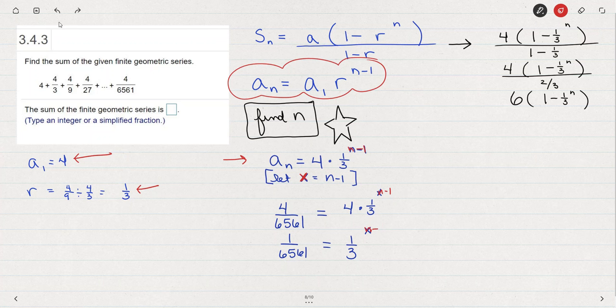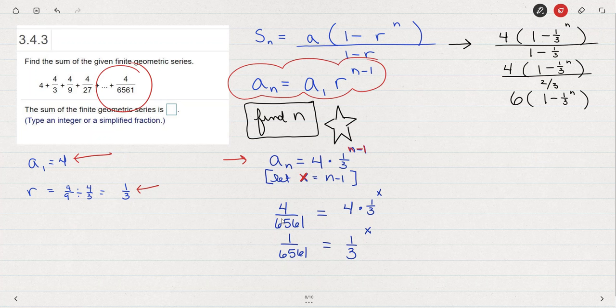But just to make it as simple as I can, I'm going to use an x for that n minus 1. And then once I know x, it'll be easy to go back and find what's n minus 1. So here's what we have. Our last term, our a sub n, is 4 over 6561. And remember what we're trying to determine. We're trying to determine which term this is, or how many n's there are.